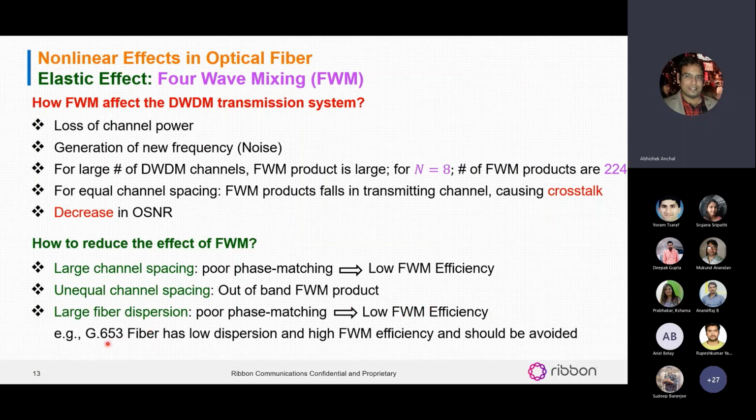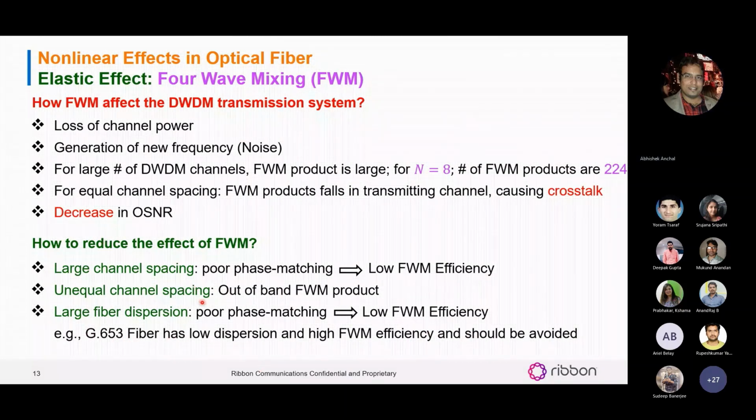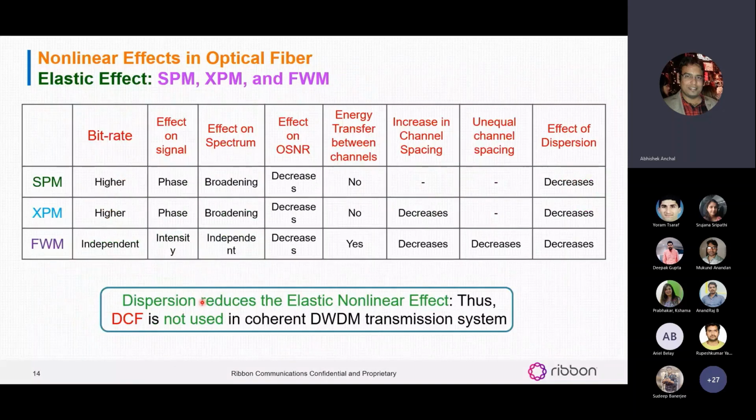For example, if you use a G.653 fiber, which is a zero dispersion shifted fiber, which has zero dispersion almost at 1550 and very low dispersion in the C-band region, it might have very high four-wave mixing efficiency because dispersion is very small. So if you design a very long-range system, or with a very high baud rate or QPSK or more than that, we should avoid G.653 for longer distances. So if you summarize, yeah.